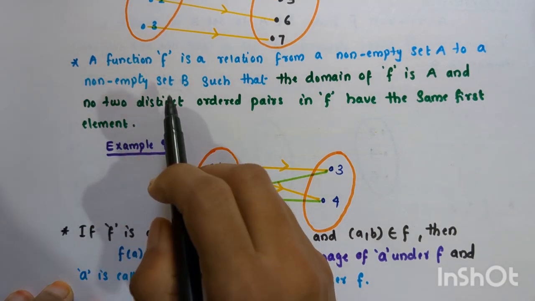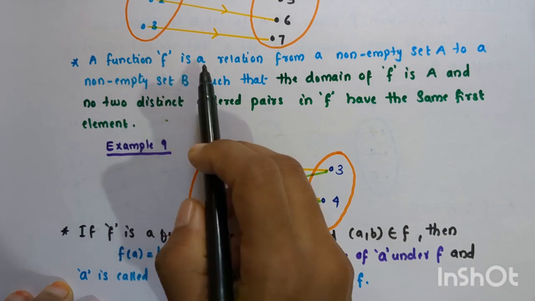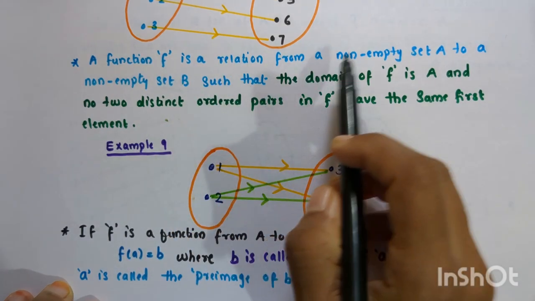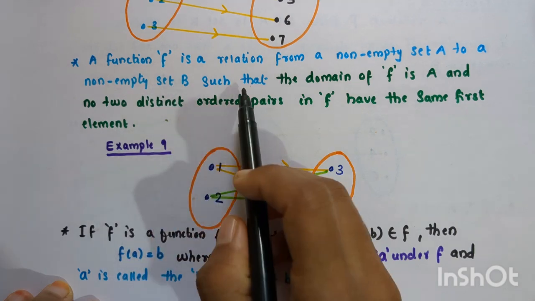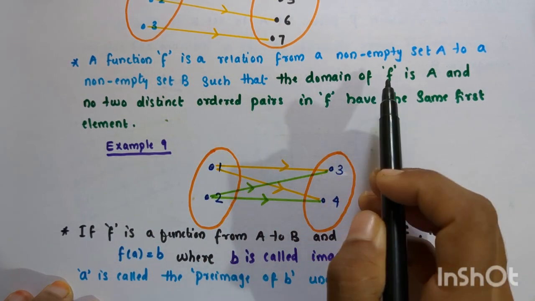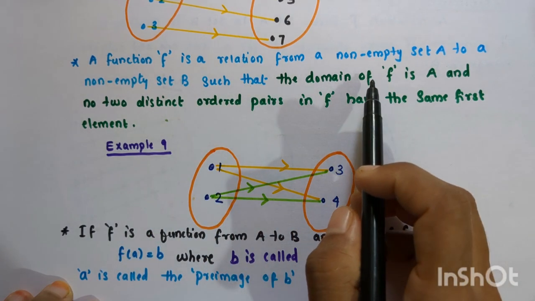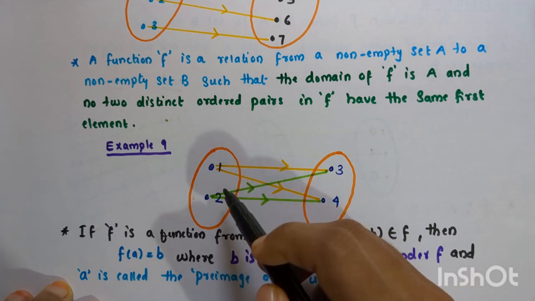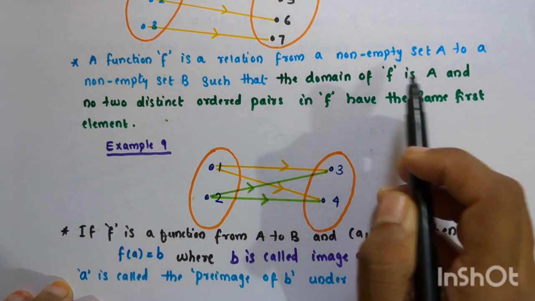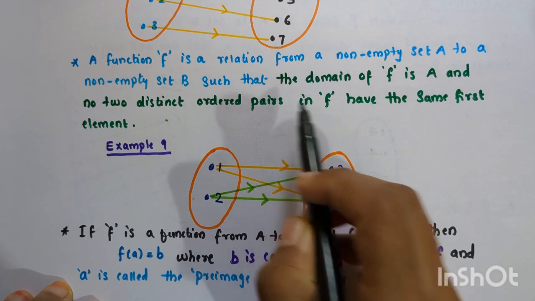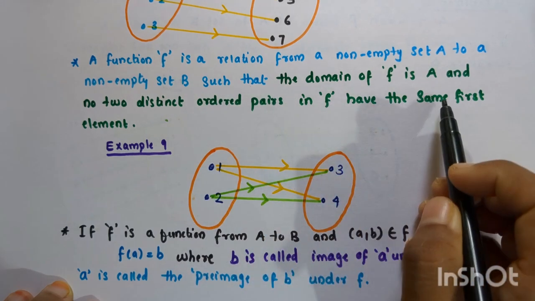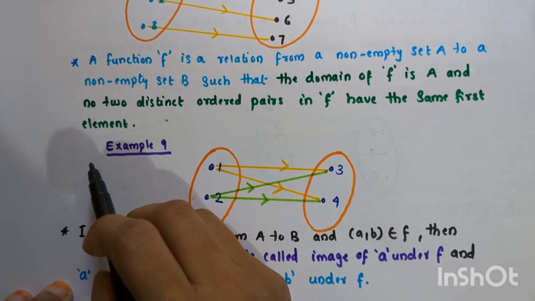In other words, we can say that a function f is a relation from a non-empty set A to another non-empty set B such that the domain of f, domain means the set of the elements in the first set, is A, and no two distinct ordered pairs in f have the same first element.